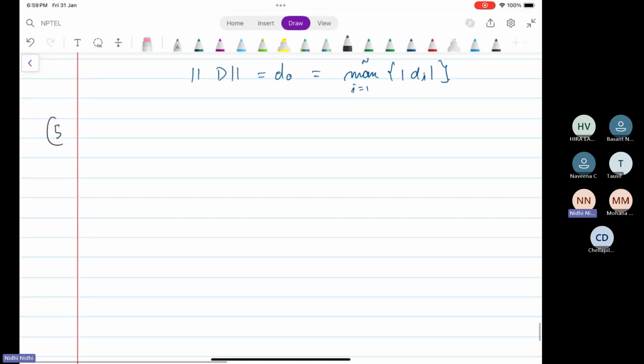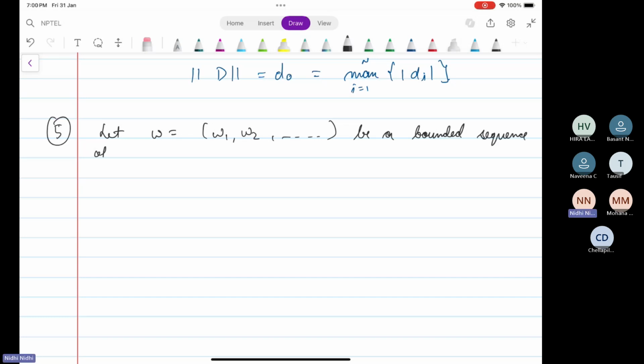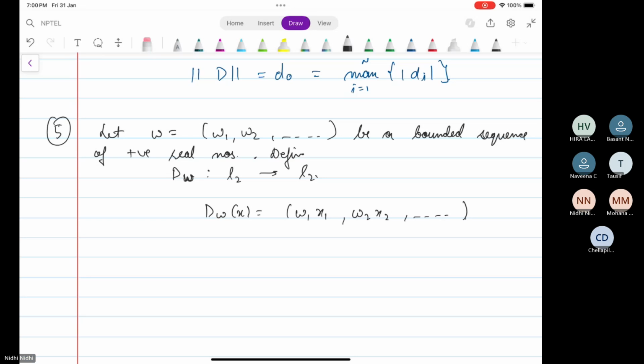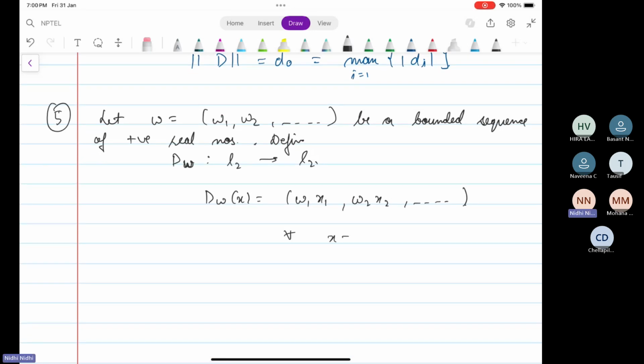Question number 5. Let W equal to W1, W2, and so on, be a bounded sequence of positive real numbers. Define D_W as we had done earlier, D_W from l^2 to l^2, where D_W x is equal to w1 x1, w2 x2, and so on, for every x equal to x1, x2, and so on, belonging to the space l^2.